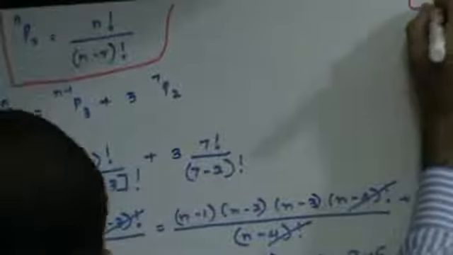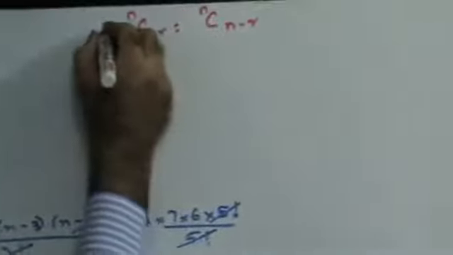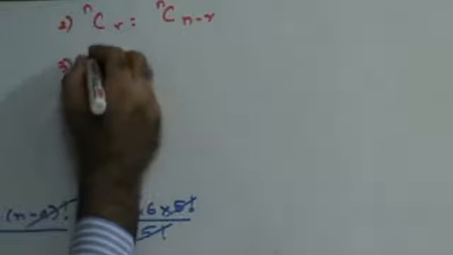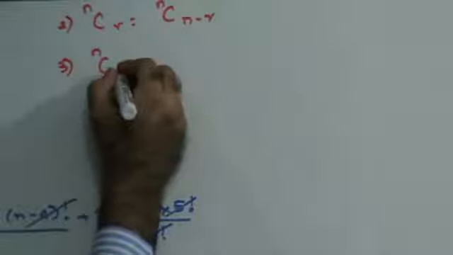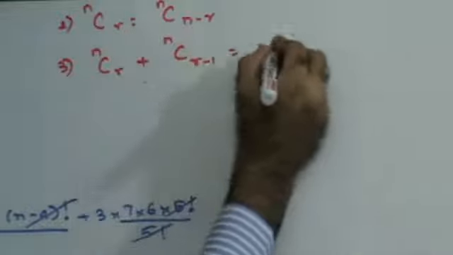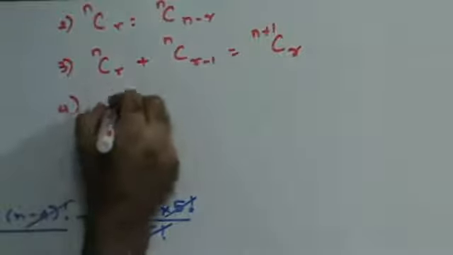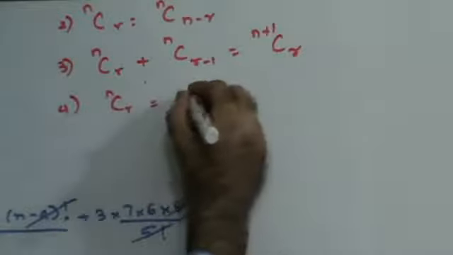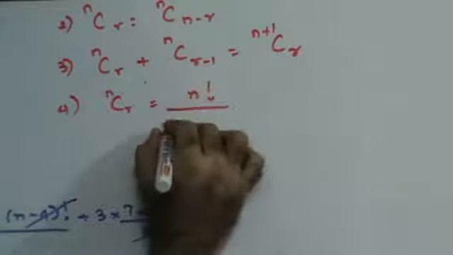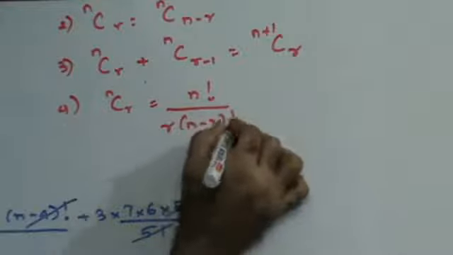Now, we'll see another 3 formulas. That was the first formula that we've seen. Now, let's see. nCr is nC(n minus r). Second formula. Next, nCr plus nC(r minus 1) is (n plus 1)Cr, and nCr is n factorial upon r factorial into (n minus r) factorial.